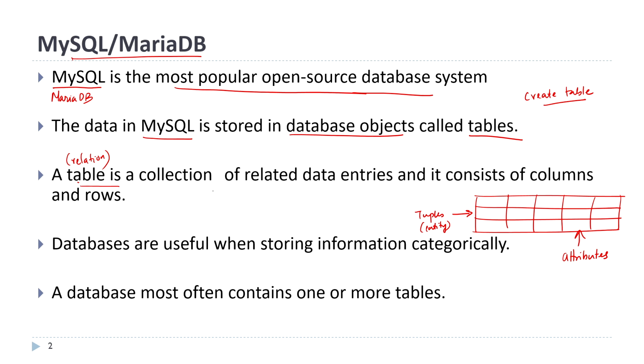We have already seen that. So, why do we use a database? Briefly, we said that databases are very useful, or very powerful, when storing information categorically. You want to classify it and store the information, so that is why you use databases. And most of the time a database consists of one or more tables, so tables or entities. We can think about it that way. Most of the time the database has more than one table.